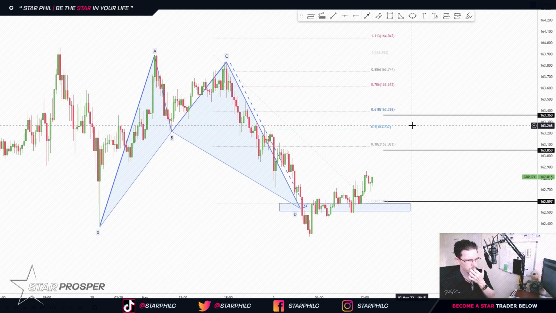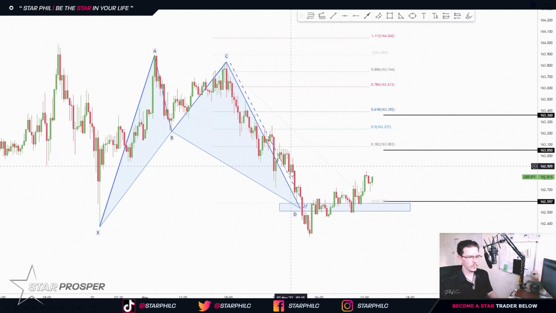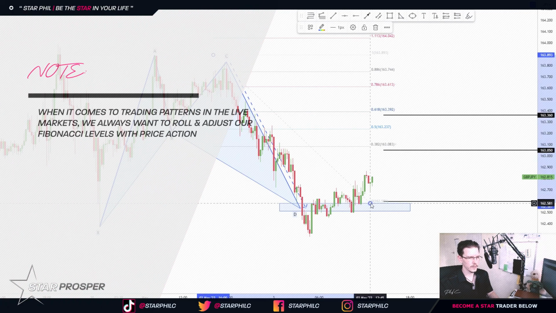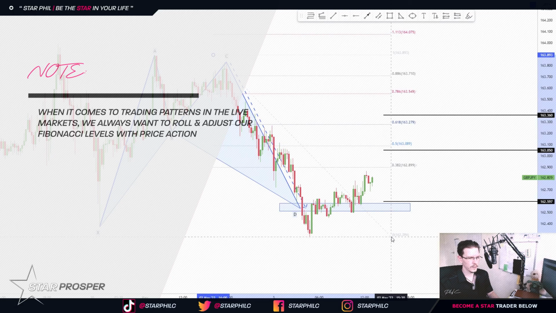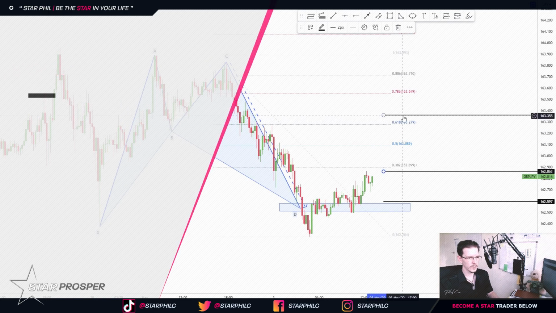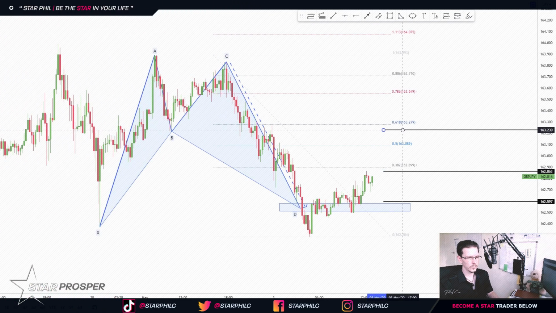Okay. But with pattern trading, with ratio trading, as price action presses down, it's vital that you do this: we always want to roll our fibs with price action, okay? Because that way we're always measuring. So that means you would have to roll your targets all the way down into the new target right here. So 382 and then 618.